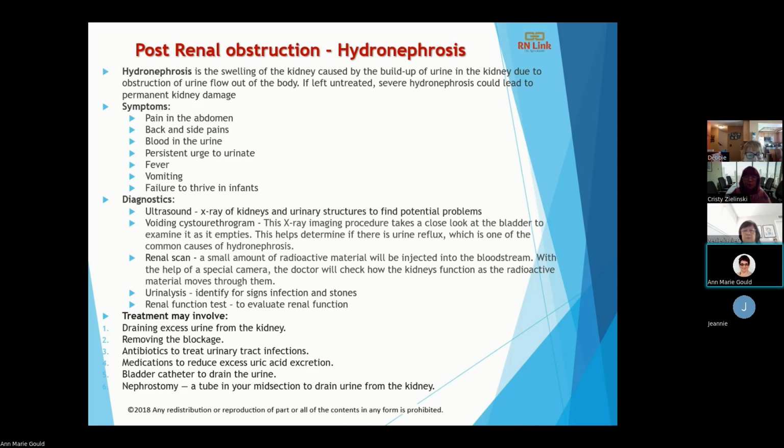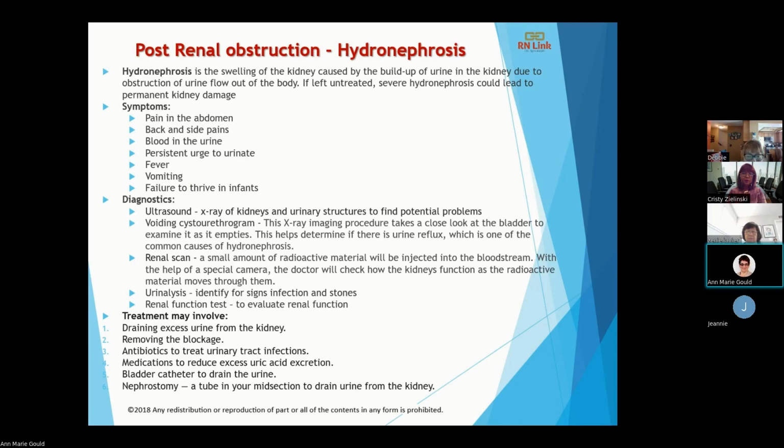Your symptoms, they can have abdominal pain, back and side pains, flank pain, blood in urine, persistent urge to urinate. They could have fever, vomiting, failure to thrive in infants if you do pediatric reviews. Diagnostic tests that are done, of course, ultrasounds, right? Voiding cystourethrogram. This X-ray imaging just shows a closer look at the bladder to examine how it empties.